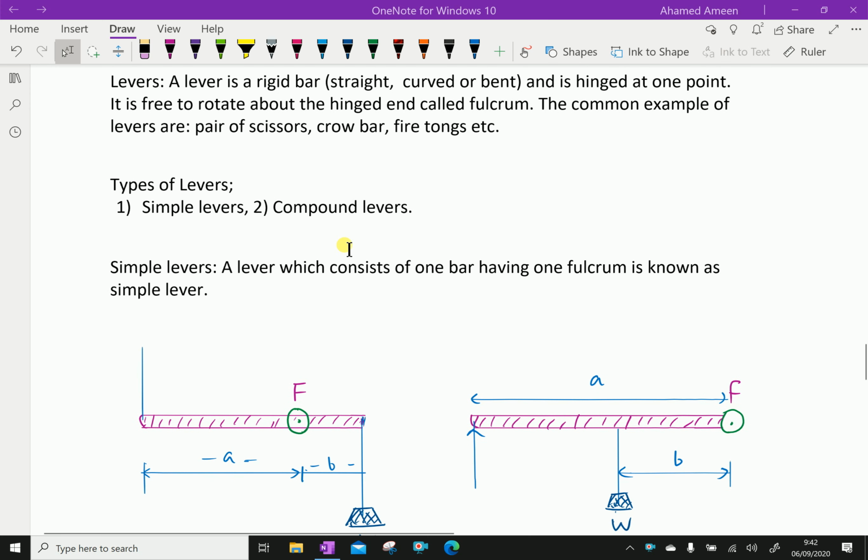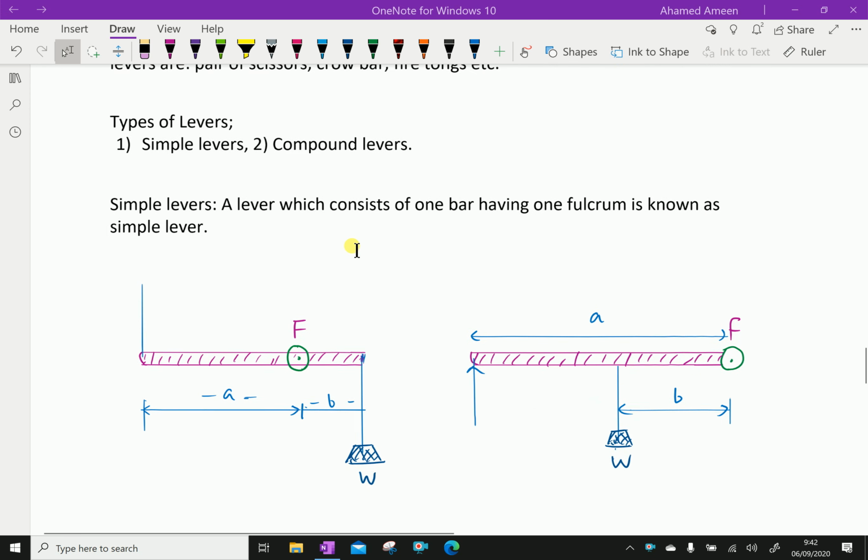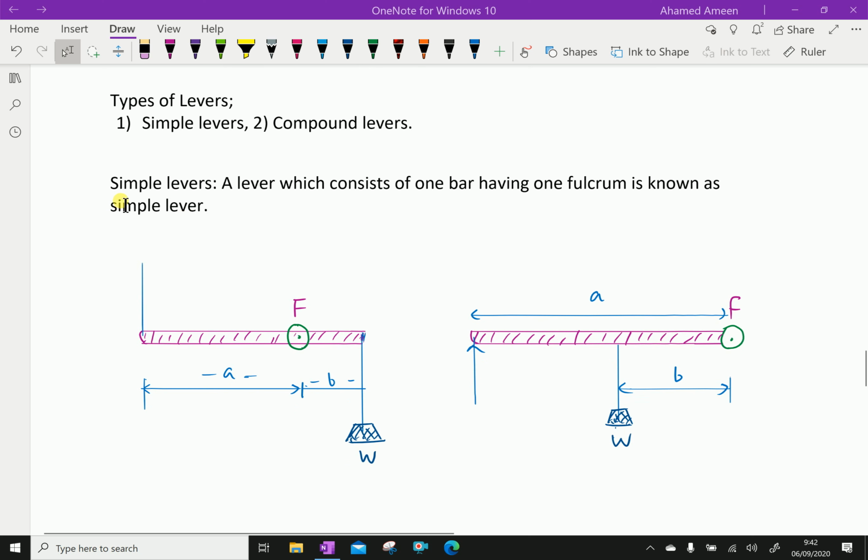Now, types of levers. Types of levers are simple levers and compound levers. First, let us take simple levers. A lever which consists of one bar having one fulcrum is known as a simple lever. Here, look at this. Here the load P is applied, that means pushed.